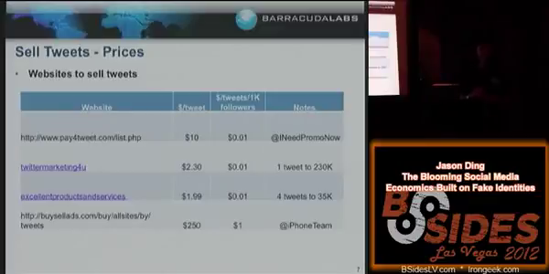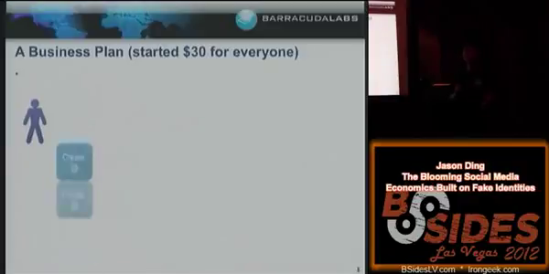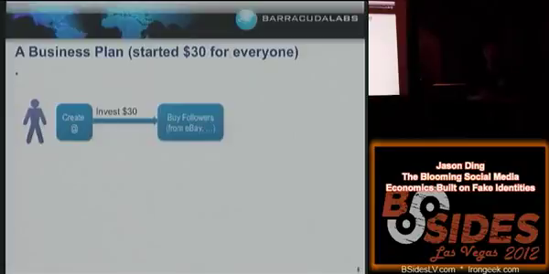So with these costs, you can buy followers, and some people sell tweets. If you combine them together, there's a business for everyone. You can start with just $30. Assume some guy creates a Twitter account, which is very easy: use your email, and you can create one. Then invest $30 to buy some followers from eBay or some websites.